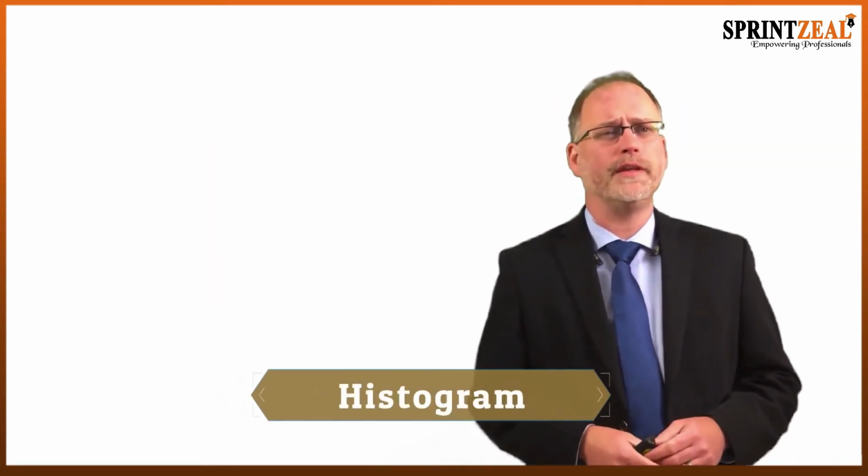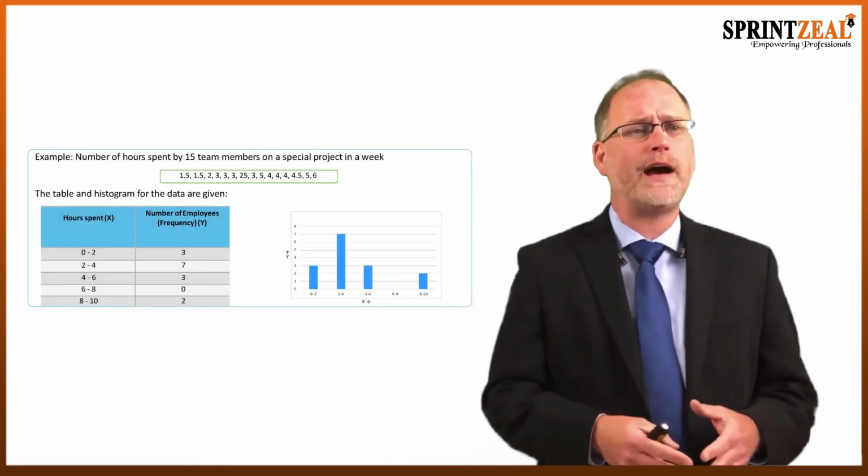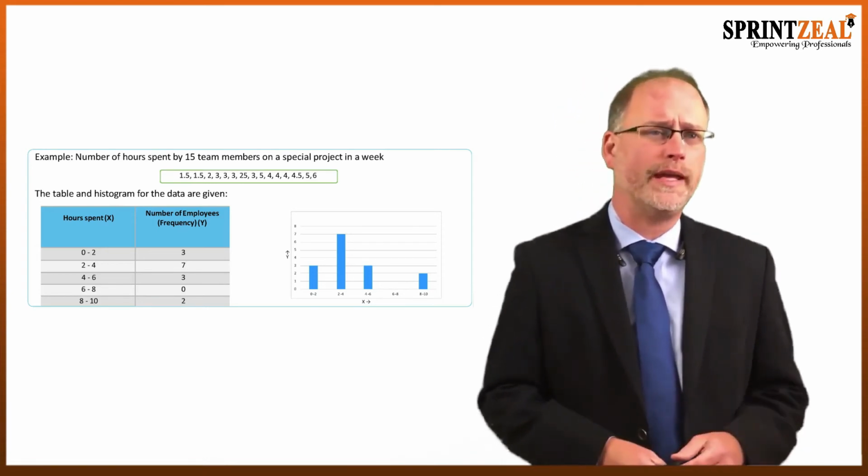Another graphical method is a histogram. A histogram is similar to a bar graph, except that the data in a histogram is grouped into intervals or units. A histogram is best suited for continuous data. So for example, the number of hours spent by 15 team members on a special project within a week.